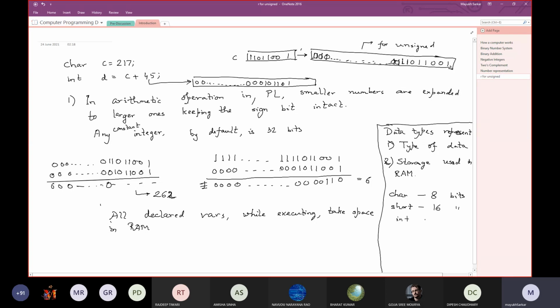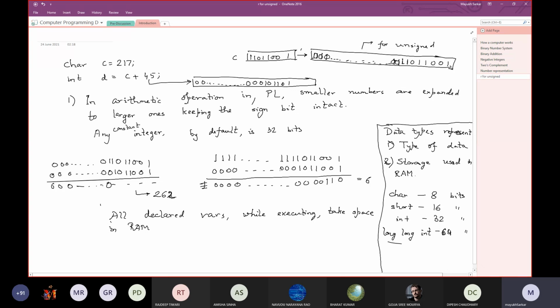int is for 32 bits. I'll demonstrate everything in details later on. There is also a long long int. In fact, you can also write long long only. Long long int is 64 bits and so on.